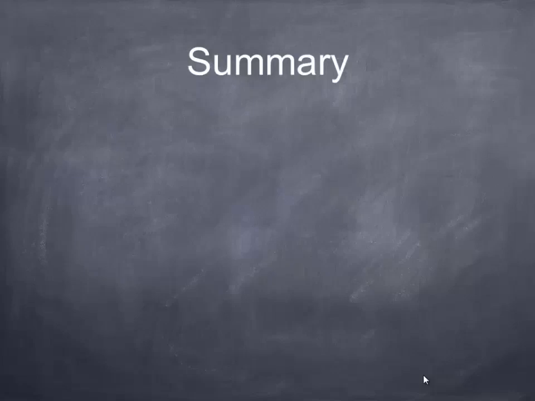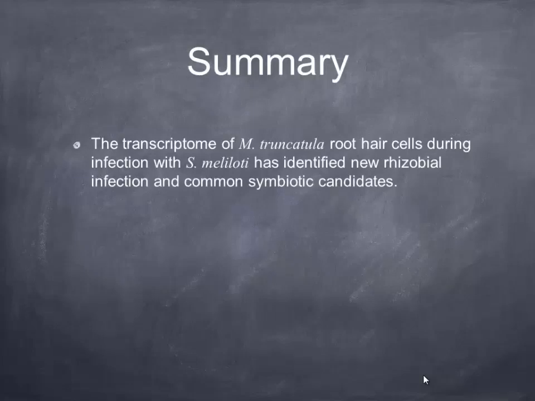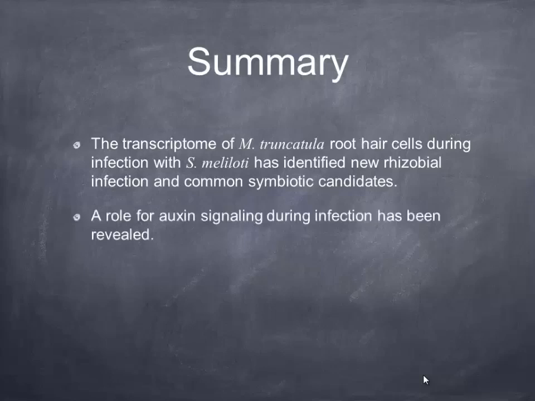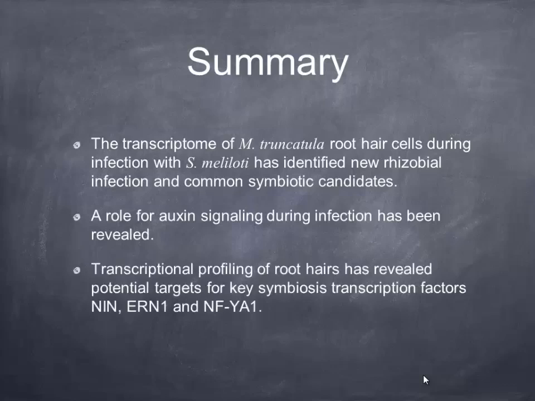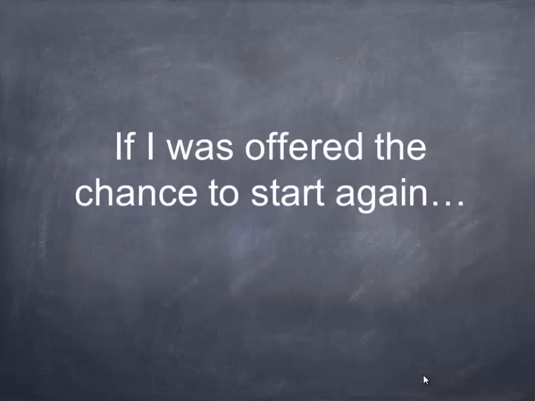So that just leads me to summarize what I've said today. The transcriptome of Medicago truncatula root hair cells during infection with S. meliloti has identified new rhizobial infection and common symbiotic candidates. A role for auxin signaling during infection has been revealed, and transcriptional profiling of root hairs has revealed potential targets for the key symbiotic transcription factors NIN and NFYA1. So I want to finish by asking myself a question.